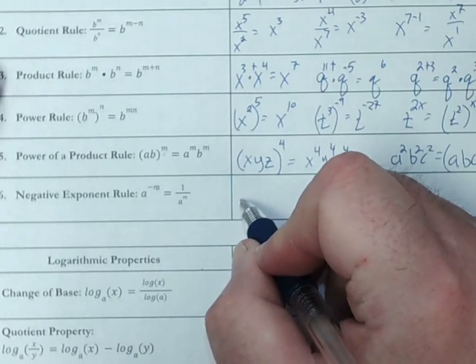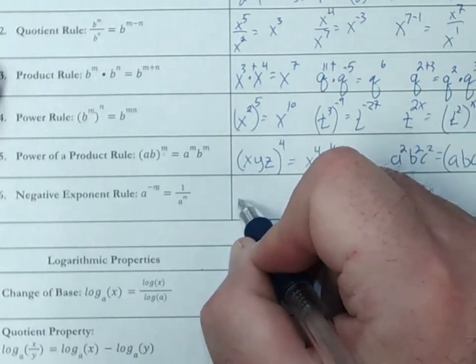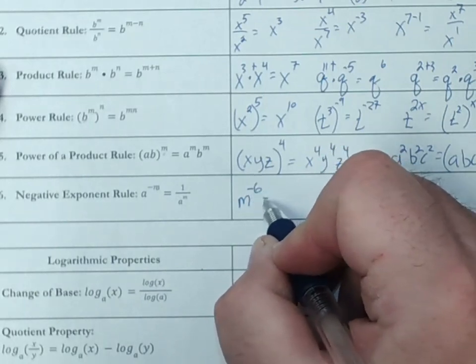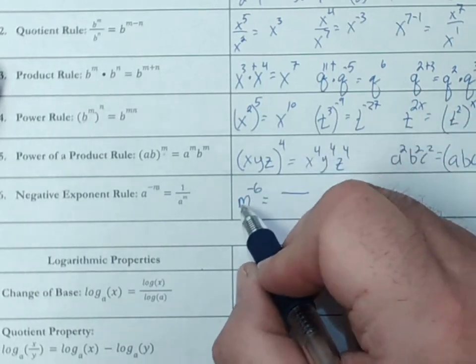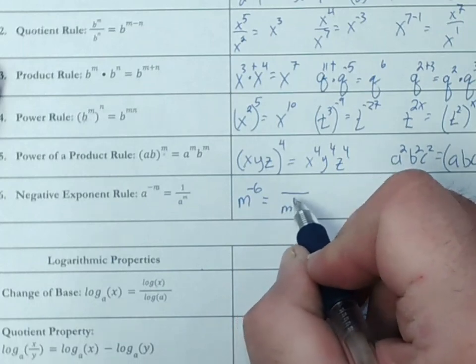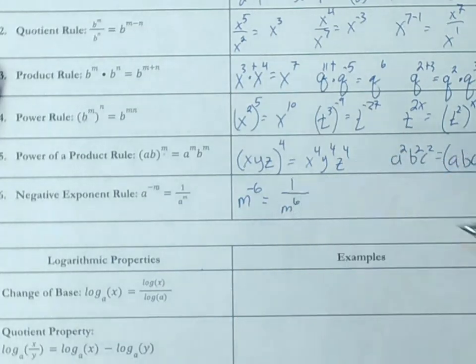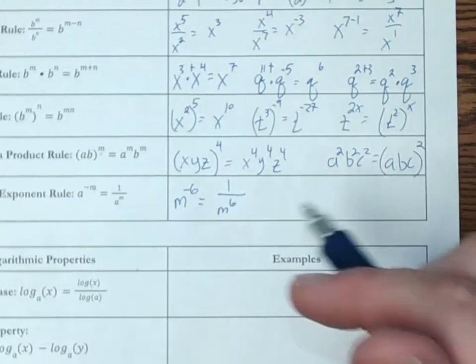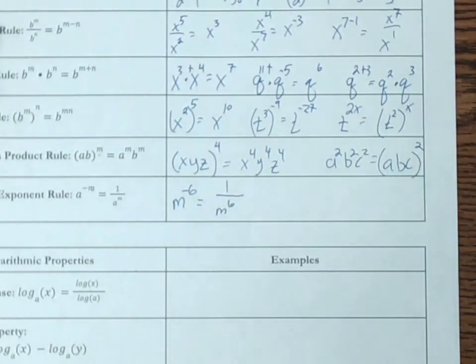Anyway, let's say that we have, for example, m to the negative 6th. Well, I can make this m to the positive 6th if I put it in the denominator of a fraction. And I'll just put 1 over it. And there are some that get a little more complex than that, but this is the basics of it.